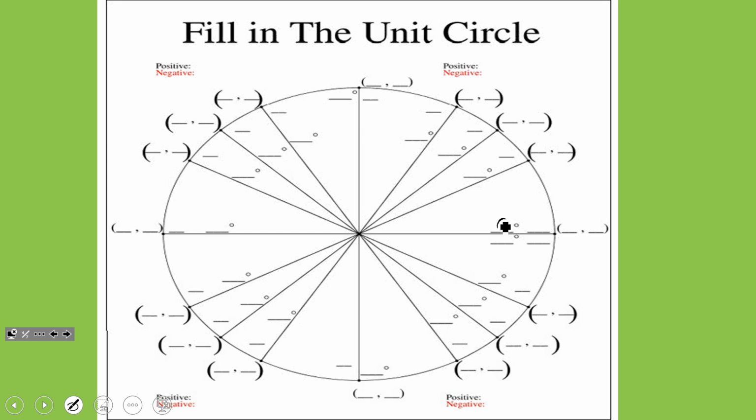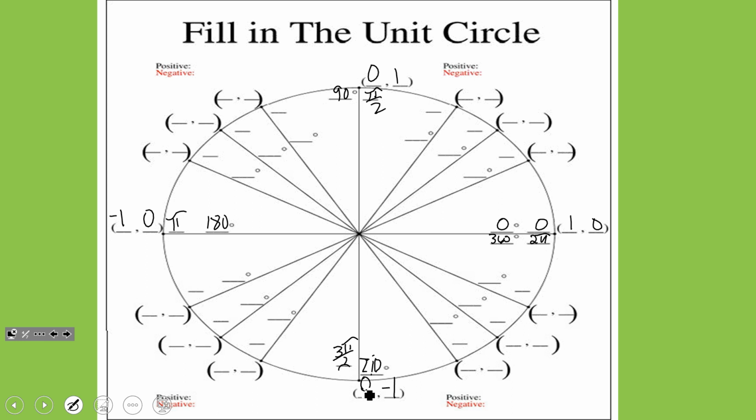So you did 0, 0, 360, 2 pi. This was 90 and pi over 2. This was 180 and pi. This was 270 and 3 pi over 2. And this was 1, 0, 0, 1, negative 1, 0, and 0, negative 1.